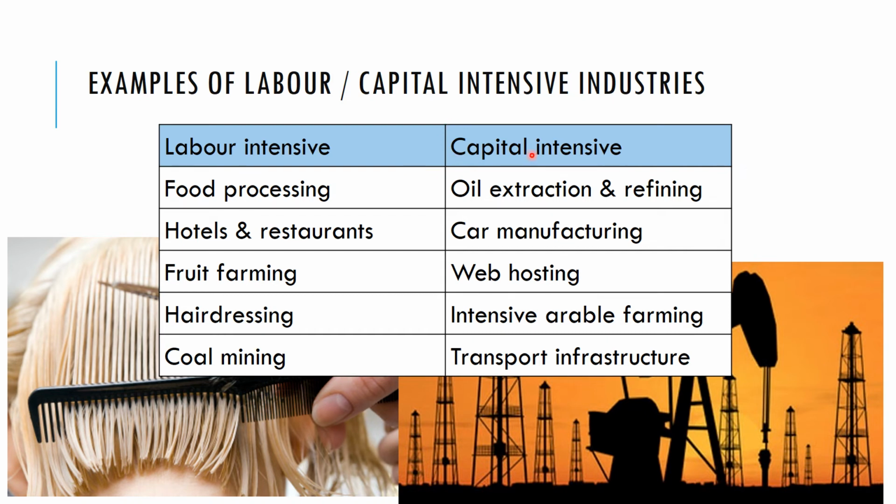Whereas capital intensive industries that use mainly machinery and technology would be things like oil mining or extraction and refining, possibly car manufacturing if there's a lot of robotics involved. Transport would be another example of where the machinery provides the large part of the service or the good.